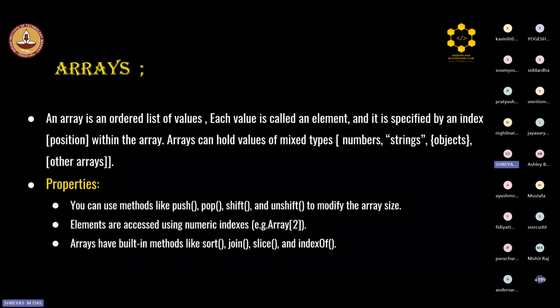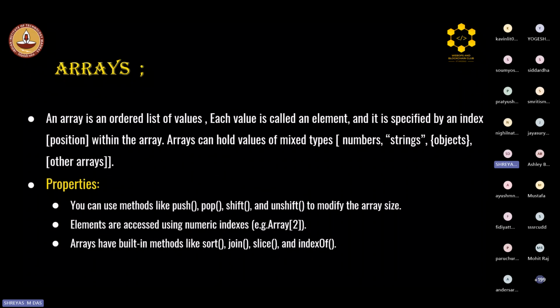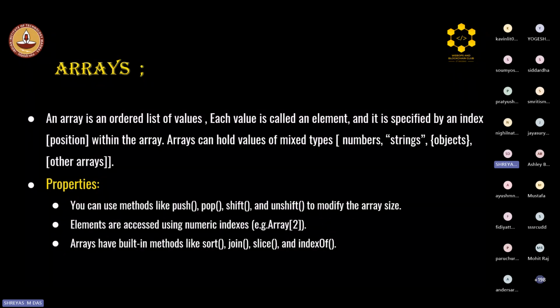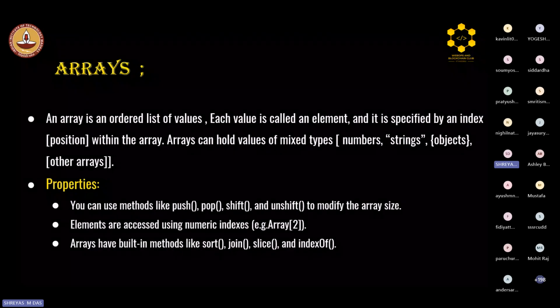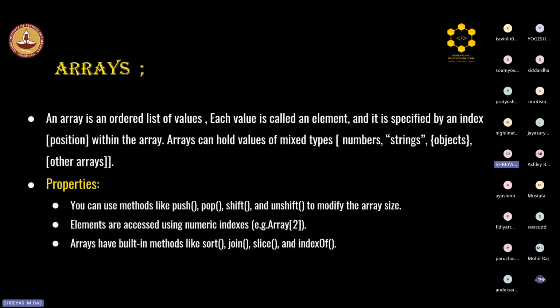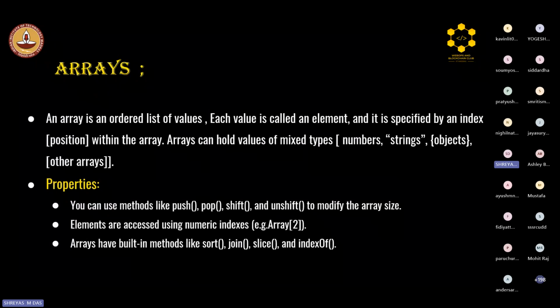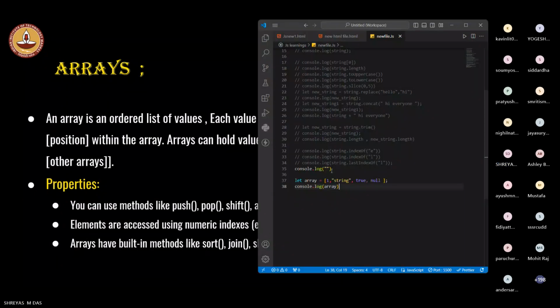And similarly, pop will just delete the last element. And similarly shift and unshift, you can see what they do. Elements are accessed the way you access a string, by giving the index number. Similarly, you can access the elements of the array using the index values. Next, arrays have built-in methods like sort, join, slice, and indexOf, which you can see how we will use.